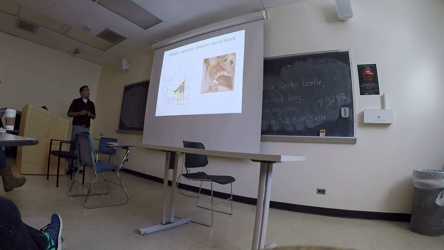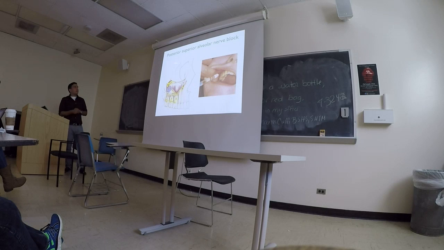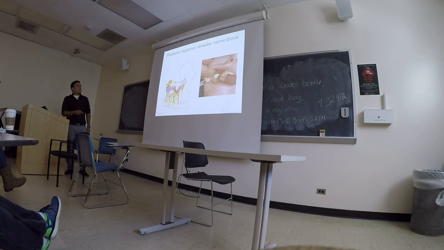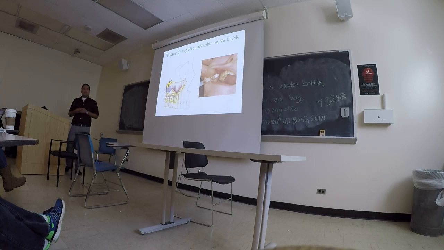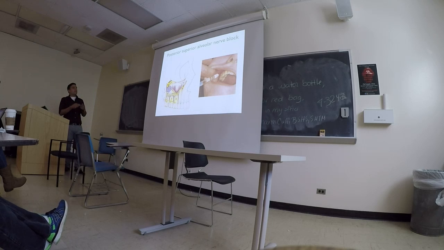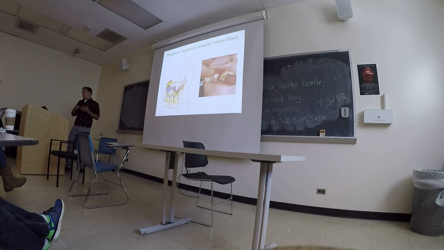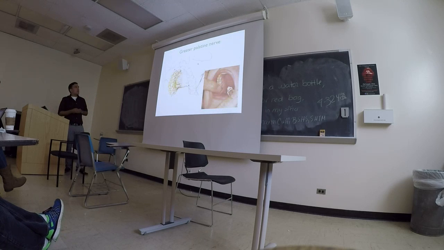In the case of the middle superior alveolar nerve block, you'll go lateral to the premolars to knock out those nerves. And finally, a posterior superior alveolar nerve block will go lateral to the molars. This is different in the lower dentition, and you'll see why in the mandibular dentition, but there's a lot of different nerves that innervate maxillary dentition.